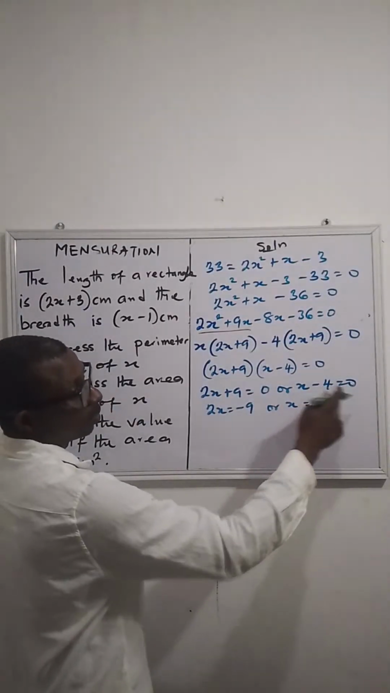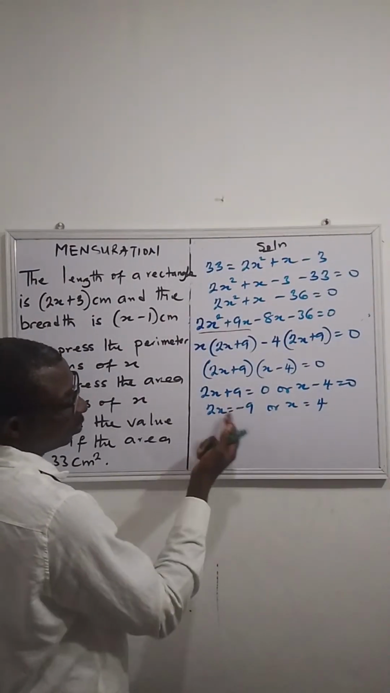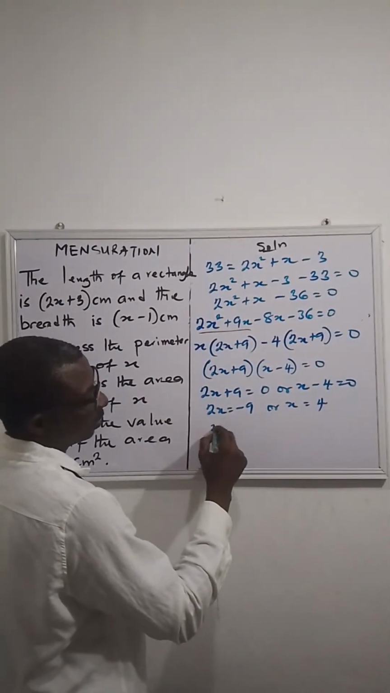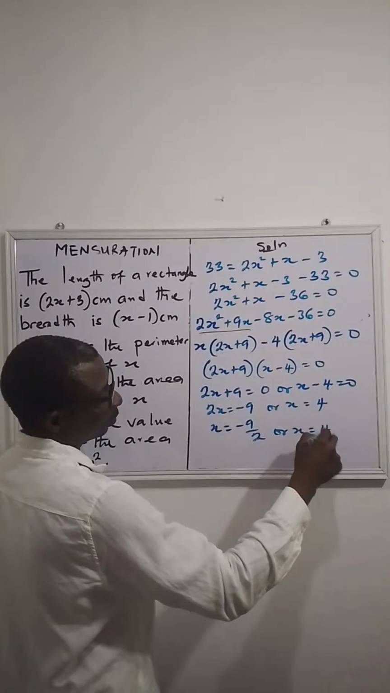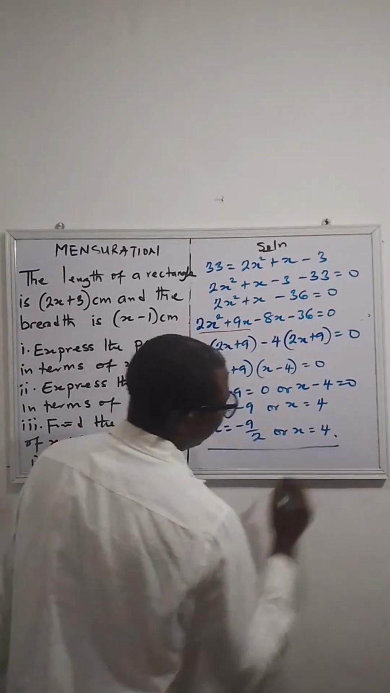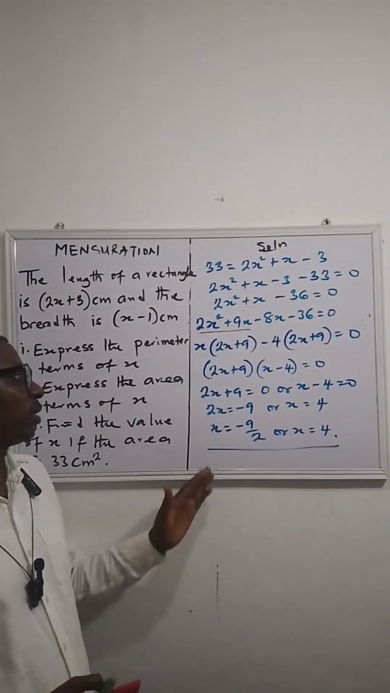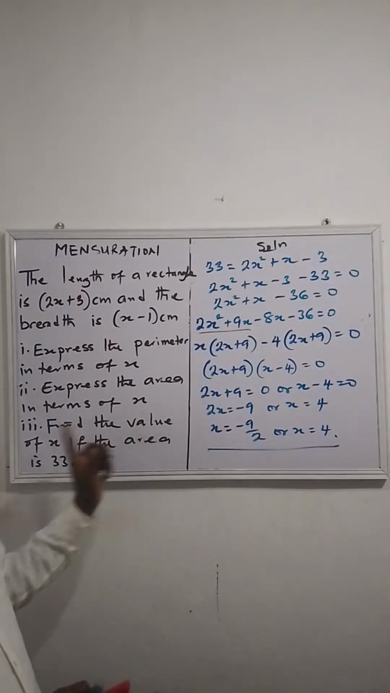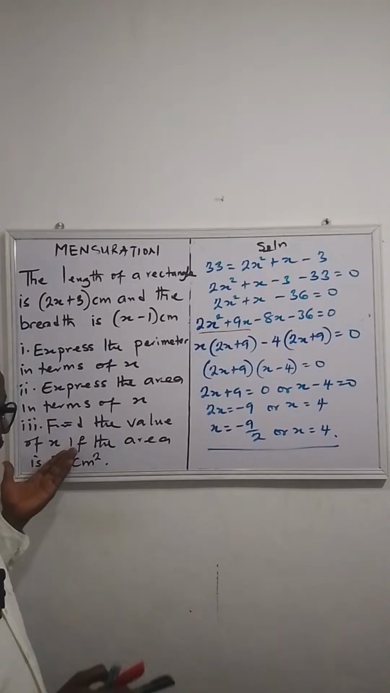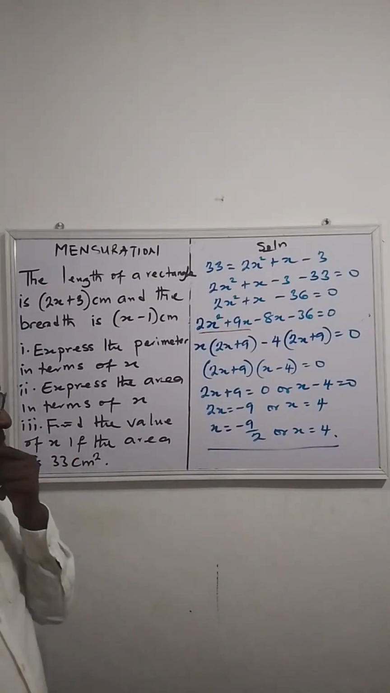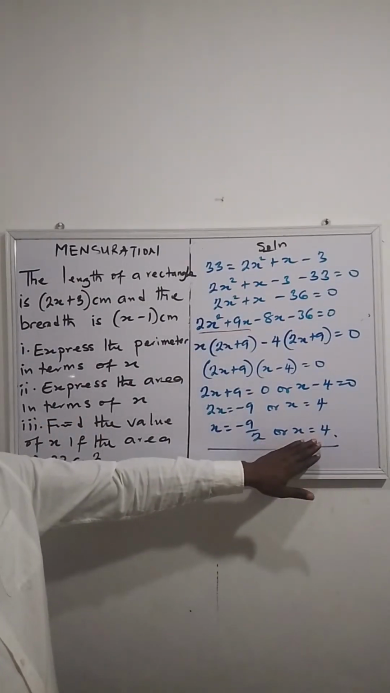When you subtract, you add 4 to both sides. So this is what you have. You subtract 9 from both sides, you have this. So you have x equals negative 9 over 2 or x equals 4. All right, so these are values of x. But don't forget, the question says find the value of x, and the question has let us know that we have one value of x. Now, the one value of x in this case is going to be the positive answer.